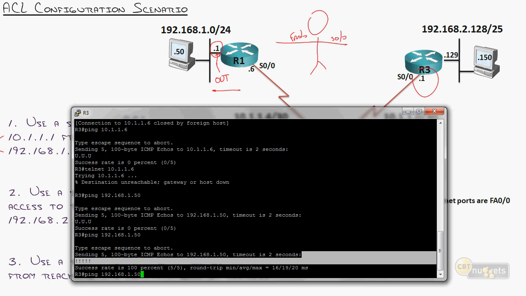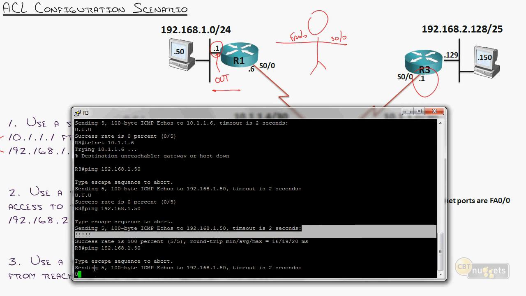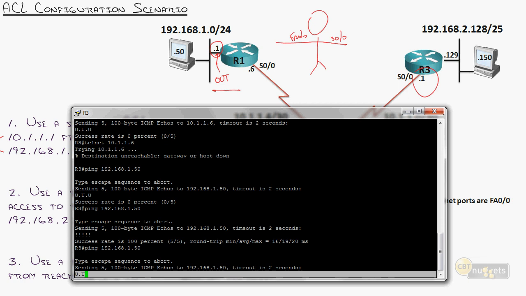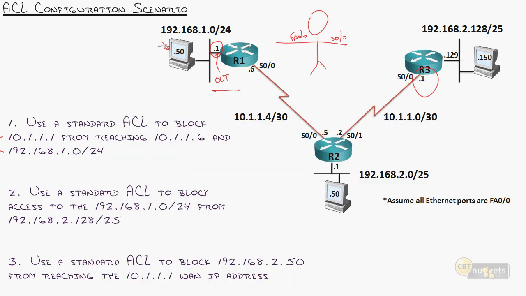On Router 3, I'm going to hit the up arrow and ping him again. And okay, that's good, right? It means I'm blocked from getting to this guy. I just tested that, but what's missing?